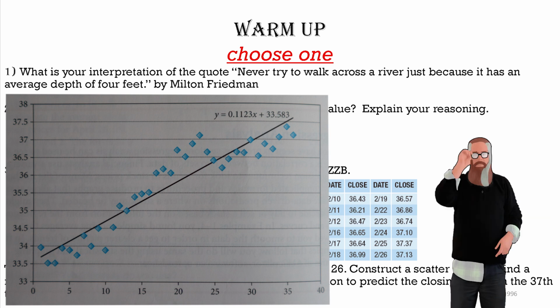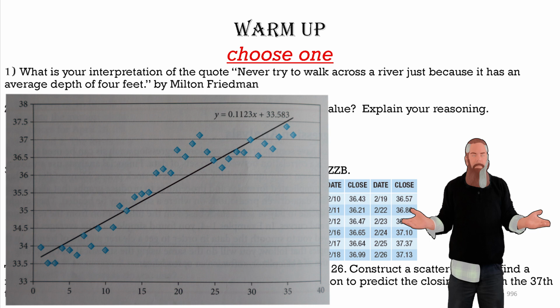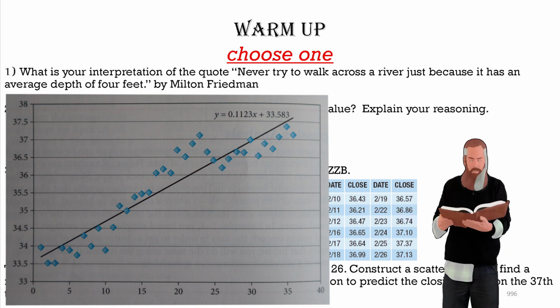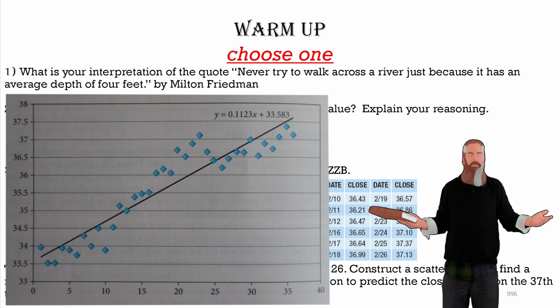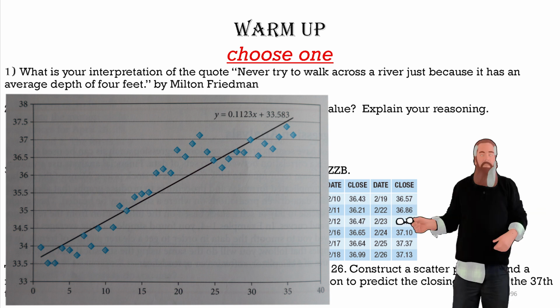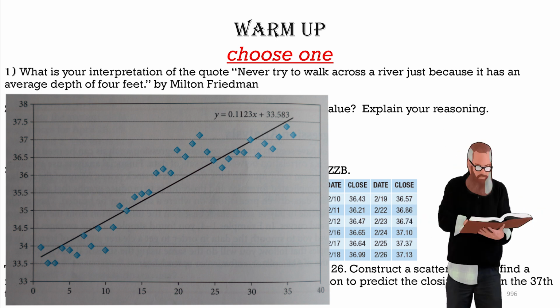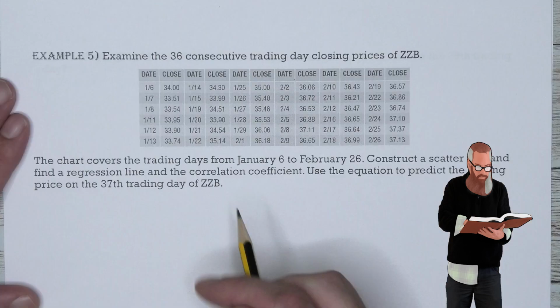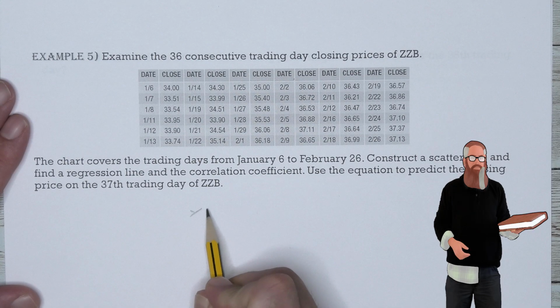Use the linear regression equation to make a prediction for the closing price on the 37th day. We're going to substitute x equal to 37 into the equation y equals 0.1123x plus 33.583 and round to the nearest penny. So we just simply get to say that equation.